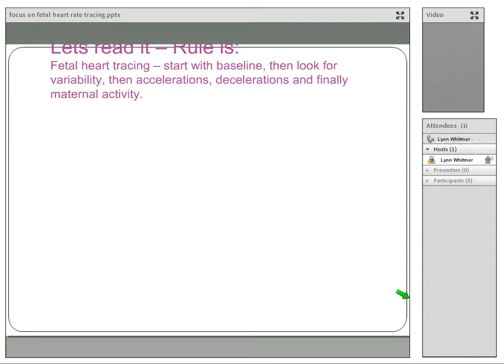So let's read. I apologize for this slide. Fetal heart tracing, start with your baseline, then look for variability, accelerations, decelerations, and we're going to define each of those as we go through.